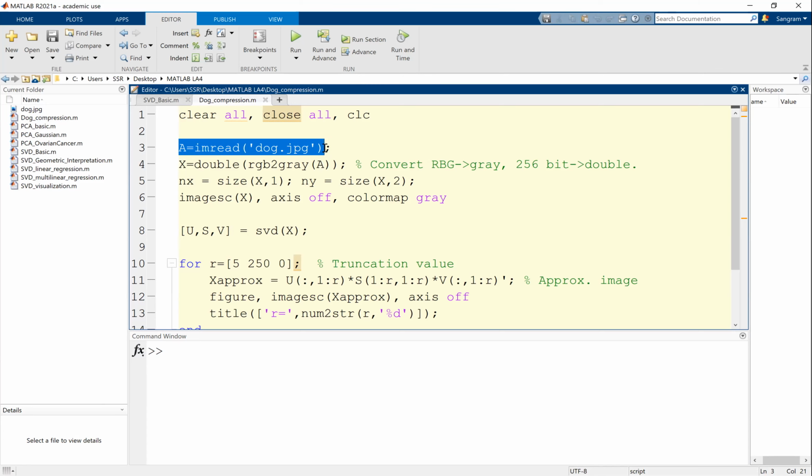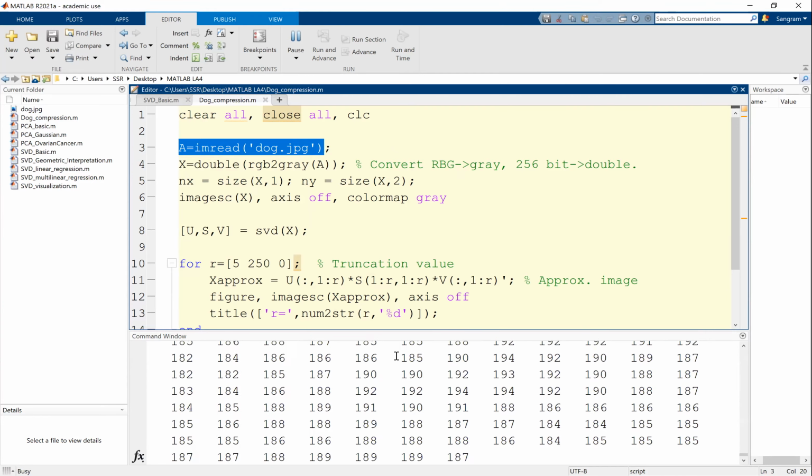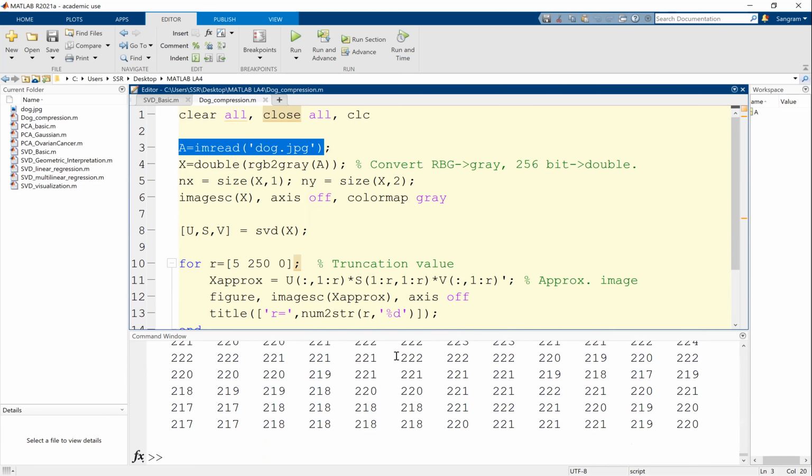I can just say A here, and that is the matrix that Matlab is reading. Can you see? It's a huge matrix.